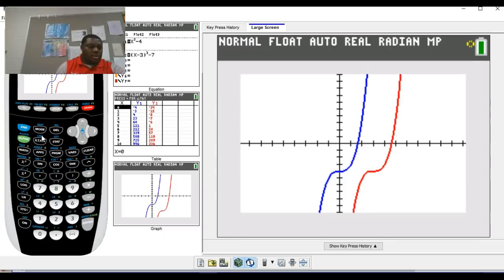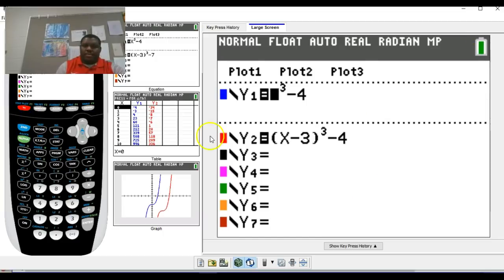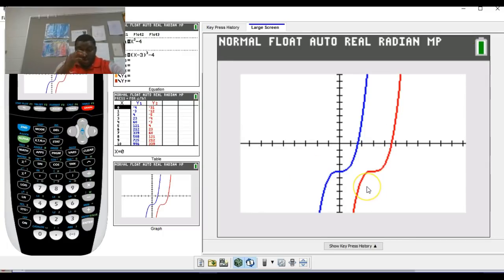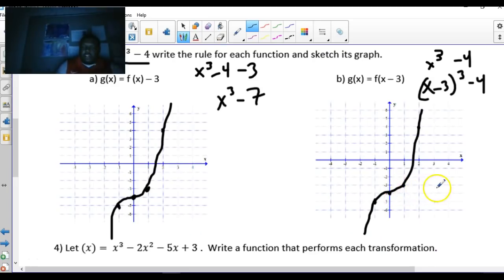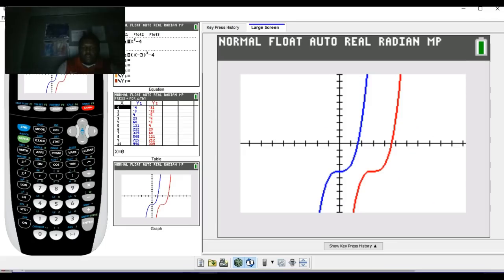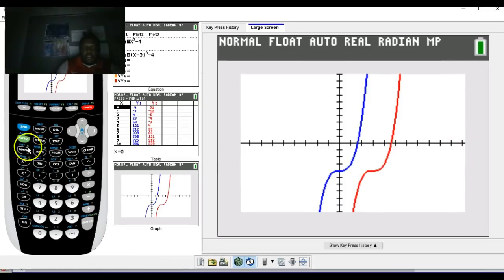Oh, you know what I didn't do? I put the wrong thing. Darn it. That should be minus 4. That's right. So y'all see how it shifted 3 units to the right. That's the only thing that changed. It's down 4 still, but this whole thing shifted to the right. Shifted to the right 3, which is what we have right here. The whole thing shifted to the right 3, okay?